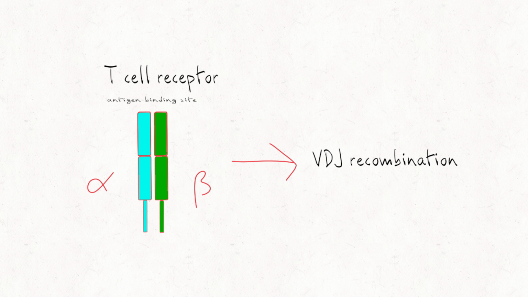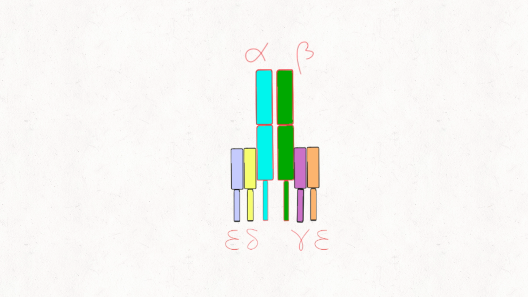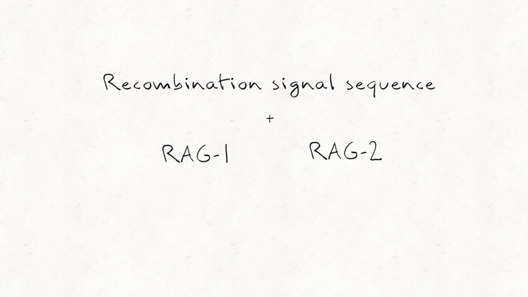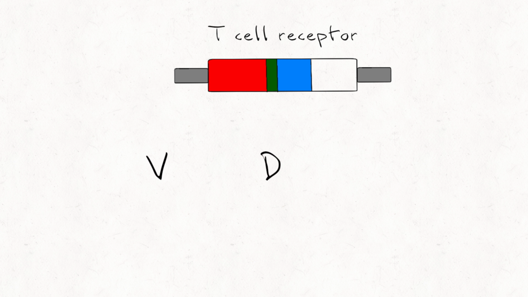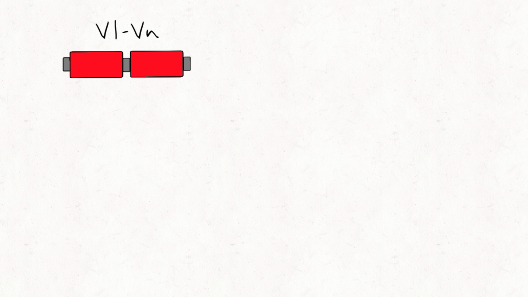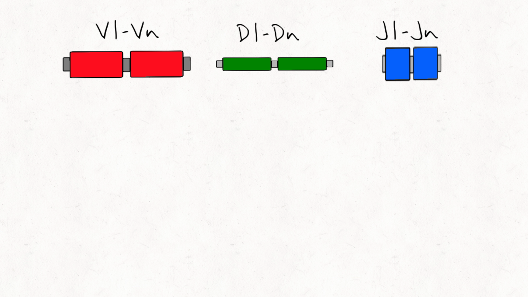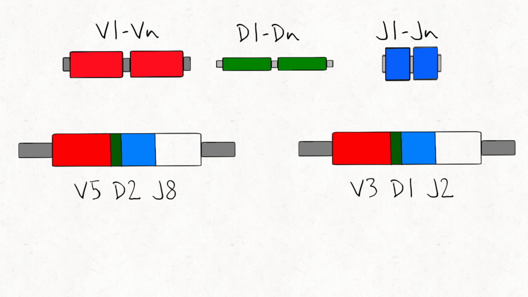The alpha and beta chains of the TCR directly engage with antigens, and this interaction triggers VDJ recombination in the gene segments. T cells have different gene segments, alpha, beta, gamma, and delta, all equipped with VDJ components for recombination. This process requires signal sequences and the RAG1 and RAG2 enzymes to kickstart the VDJ recombination. There are various V, D, and J segments. Let's say we have V segments from V1 to Vn, D segments from D1 to Dn, and J segments from J1 to Jn. In each recombination event, different combinations of D and J can come together to form a new type of TCR.